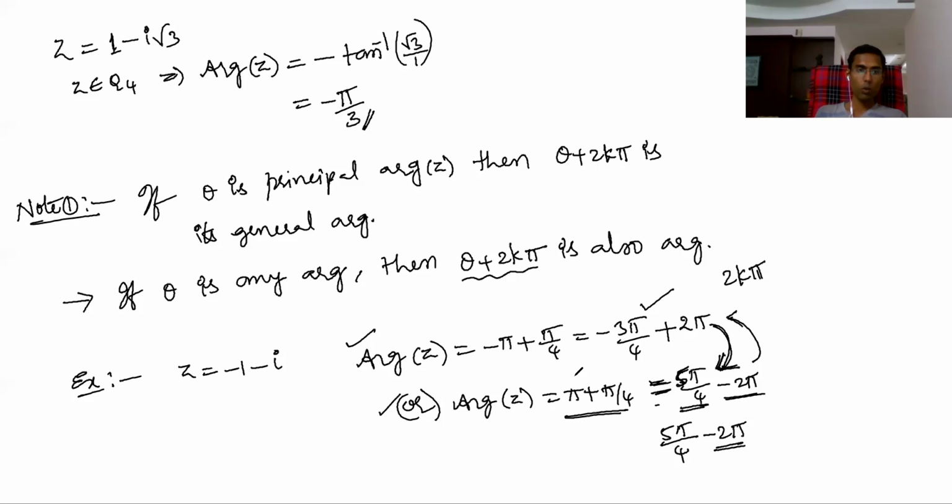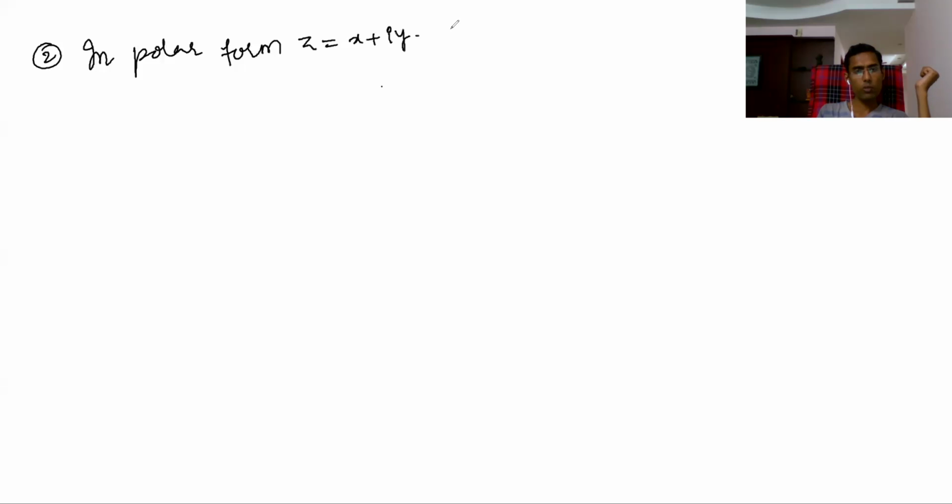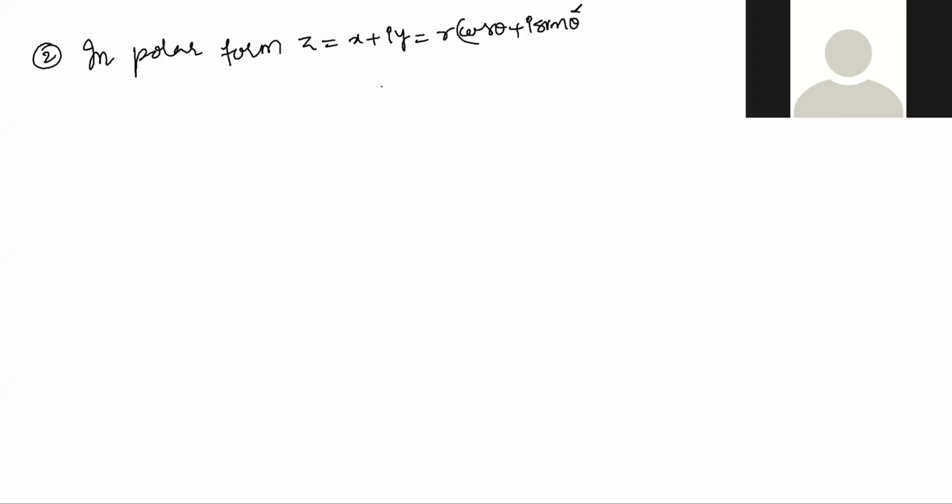Okay, this is note 1. That is next, note 2. In polar form, what is that in polar form? Z equal to x plus iy. This you can always express in the form r into cos theta plus i sin theta. Always you can express it in this form.